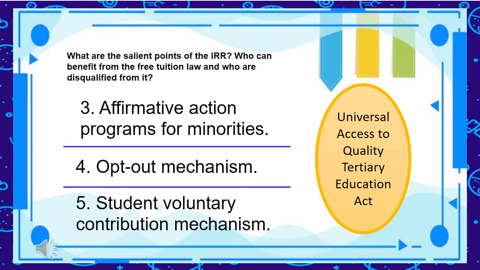Number 5 is student voluntary contribution mechanism. The law also allows financially able students to avail of the free higher education provision but also contribute a specific amount to the higher education institution. SUCs, LUCs, and TVET providers are required to create a proper system so students can make voluntary contributions for their education.